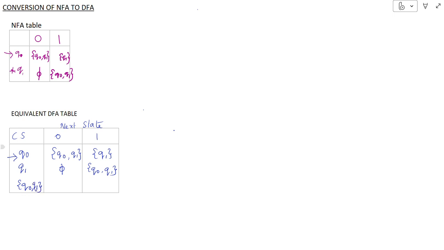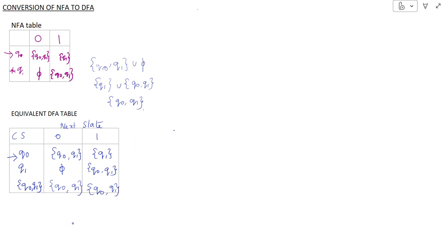To find the transition of the state Q0 Q1 on receiving input 0, we have to combine the Q0 and Q1 transitions on 0 in the NFA table. In the NFA table, this is Q0 and this is Q1, with their transitions upon receiving input 0. So we combine these two: Q0 Q1 union phi, so it is going to be Q0 Q1. For the next transition, Q0 Q1 upon receiving input 1: Q0 on 1 is Q1, union Q1 on 1 is Q0 Q1. When you find the union of these two, it is going to be Q0 Q1.